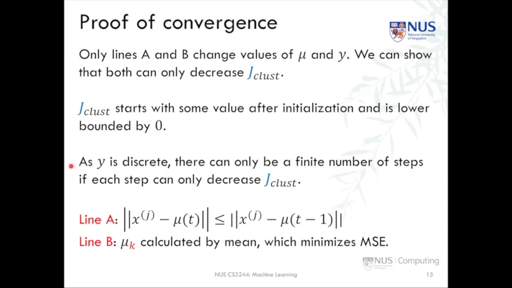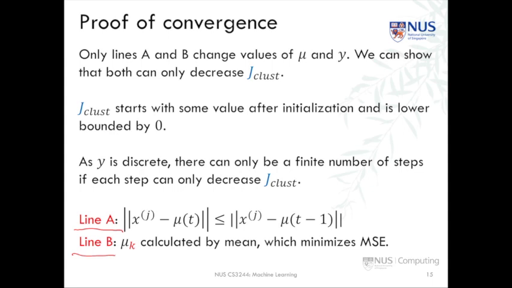Secondly, as y is a discrete label, it has to be from the enumerated set of k centroids. There can only be a finite number of steps if each step can only decrease the clustering cost. We can see that line A actually updates the cost only when the inequality holds. That means the new center k at time t is going to be closer than the center at the previous time step. So definitely this inequality enforces the fact that we can only either maintain J clust or decrease it.